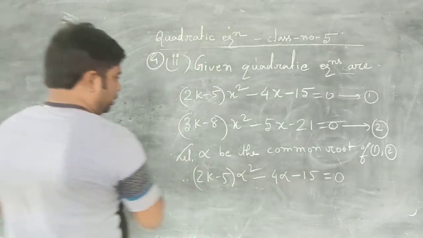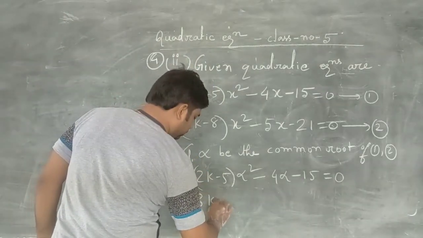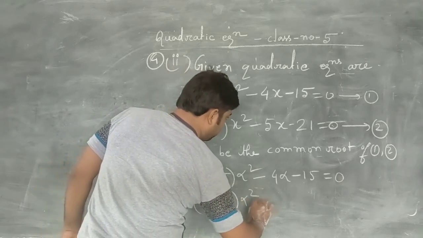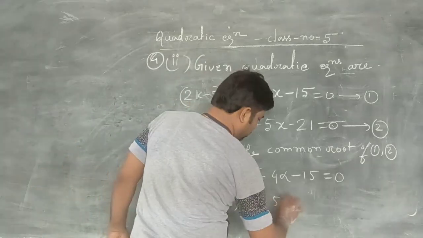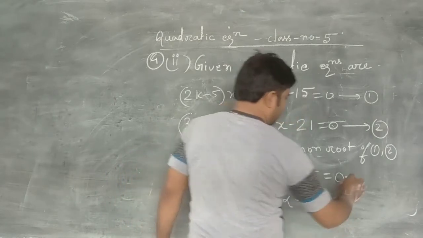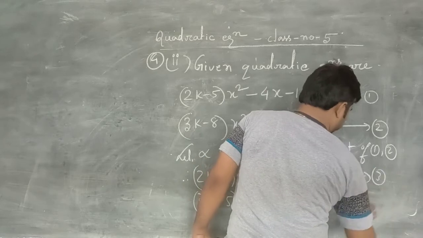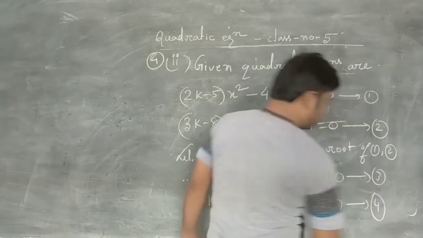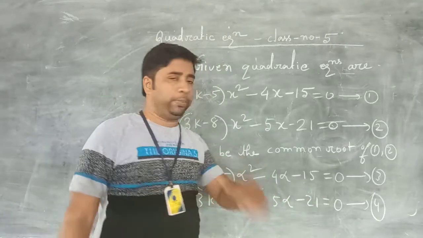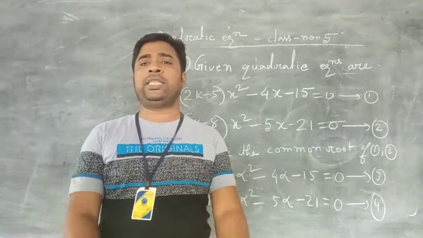Next, thrice k minus 5 alpha square minus 5 alpha minus 21 is also 0. This is 3 and this is 4. Okay. Now see, now we shall apply cross multiplication methods on equation 3 and 4.